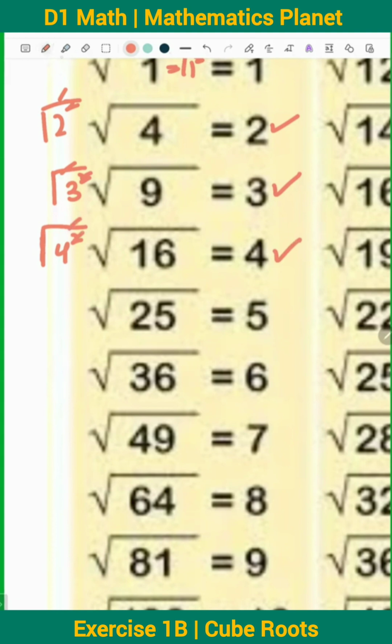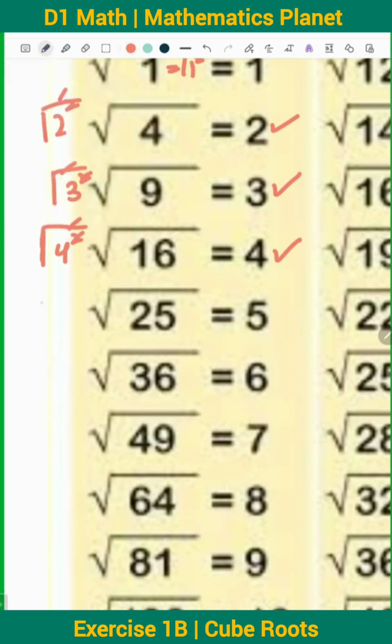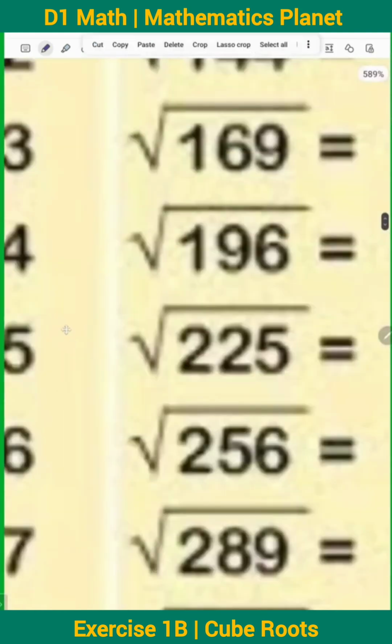Yes. Okay. Next student, Aisha. Yes, Aisha. What about square root of 25? 5 square. Let me cancel this because square. We can write that as 5 square. Very good. Okay. Can we come to 225? Yes. What about 225?